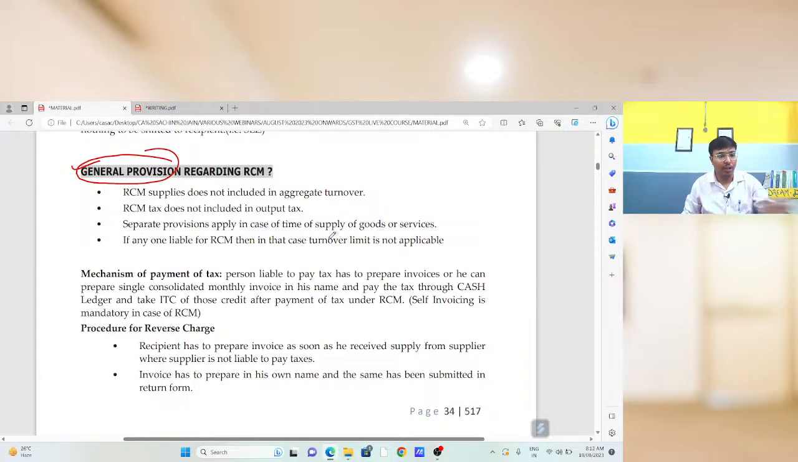Now we have another concept, certain journal provisions regarding reverse charge mechanism. RCM supply is not included in the aggregate turnover. That means when we calculate the aggregate turnover for defining any liability on a particular person, in that case the RCM related supply will not be included in the aggregate turnover.